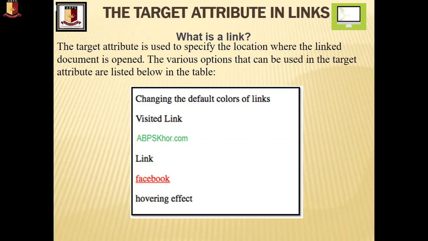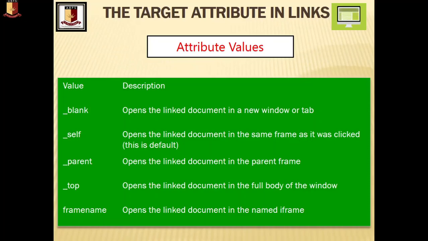Okay, so let me show you. These are the attributes with their values. _blank opens the linked document in a new window or tab. So when you use _blank and the user clicks on a particular link, a new tab will open. _self opens the linked document in the same frame where it was clicked, or we can say the same window or tab, and this is the default one. If you are not specifying any attribute, the web page will open in the same tab or window. _parent opens the linked document in the parent frame.